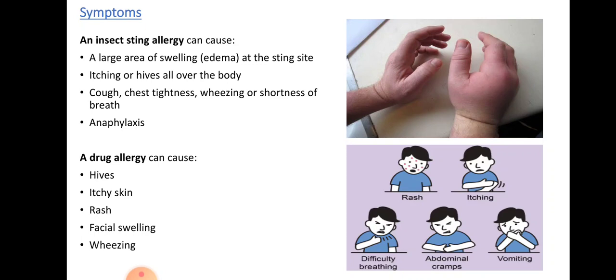So that is about today's session where we discussed immunology and the types of immunology, components of immunology, hypersensitivity and their types. And we discussed the allergic reactions and their symptoms, causes and treatments.